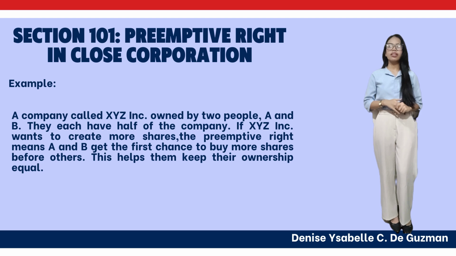Imagine a company called XYZ Incorporation owned by two people, A and B. They each have half of the company. If XYZ Incorporation wants to create more shares, let's say 100, the preemptive right means A and B get the first chance to buy more shares before the others. This helps them keep their equal ownership. But if the company's rules in the articles of incorporation say something different, like not offering A and B new shares first, then the company can sell the new shares to others without asking A and B first.